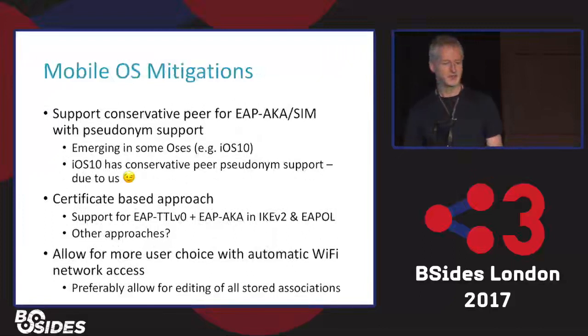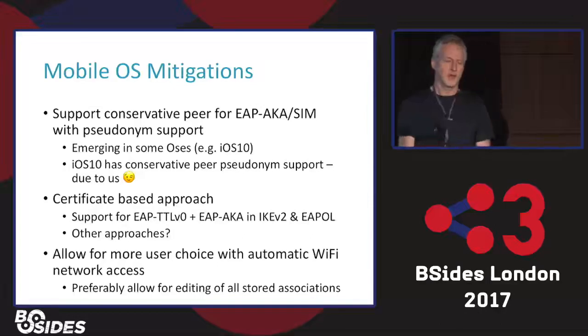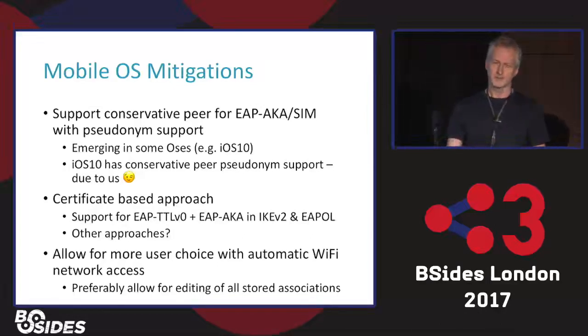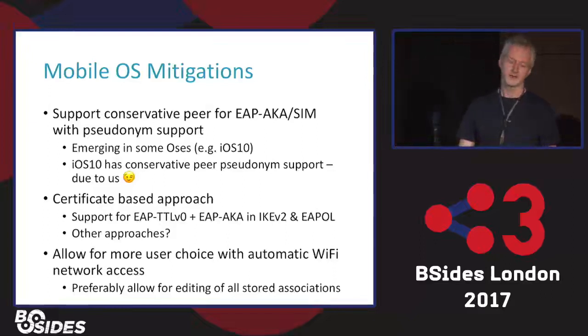So, mobile OS mitigations. We need to support this conservative peer mode, which is emerging in some OSs, and as I mentioned, iOS 10 does have conservative peer, which was developed as a result of us reporting these issues to Apple, and that will definitely provide a better measure of protection. I think that's the first step that people like the GSMA are looking to. And then the certificate-based approach where you need to deploy EAP-TTLS, missing the S there, and in IKEv2. And maybe there are some other approaches that potentially could solve this.